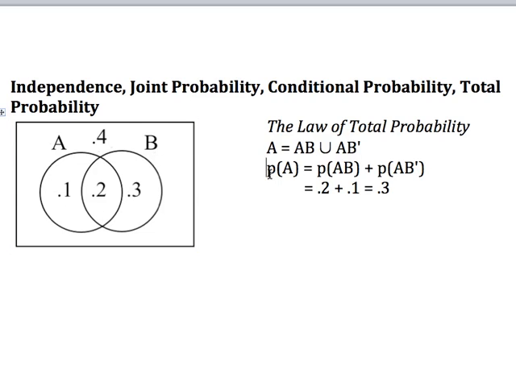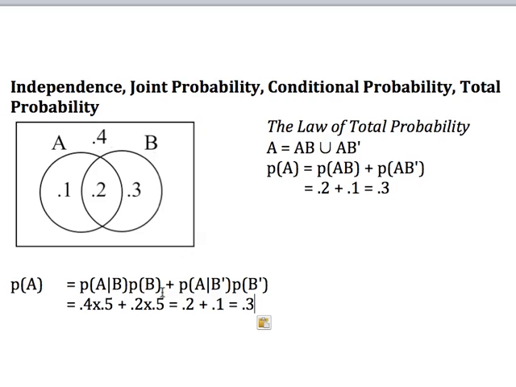And this is an example of the law of total probability. This is a simple form of the law of total probability. But sometimes, we'll see, there's something to be said for taking this probability of AB and expanding it using conditional probability, taking this AB prime and expanding it using conditional probability. And when we do that, here's what happens.